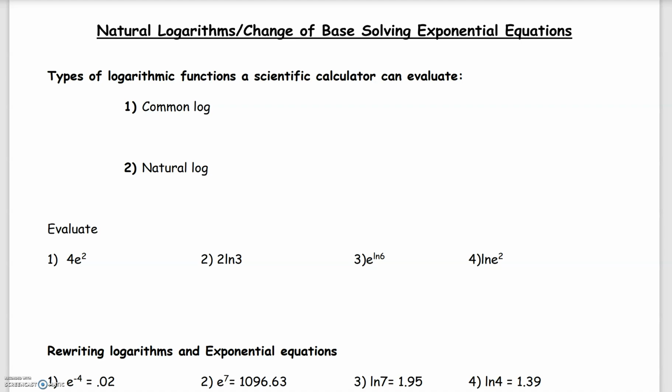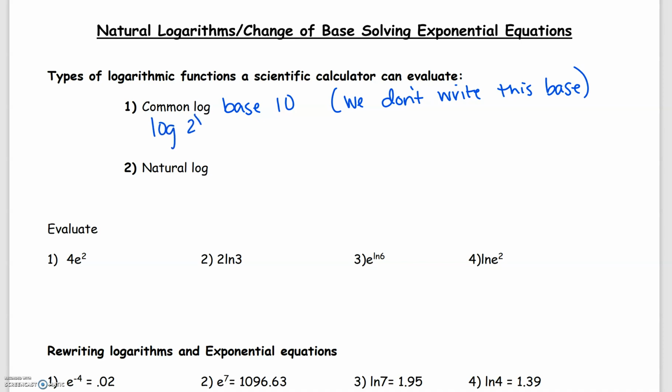We have two types. We have the common log that we already talked about, which is a base of 10. We don't write that base, we just write the log. Whenever we say log, we just know it's base 10. So log 2, we know the base is 10.